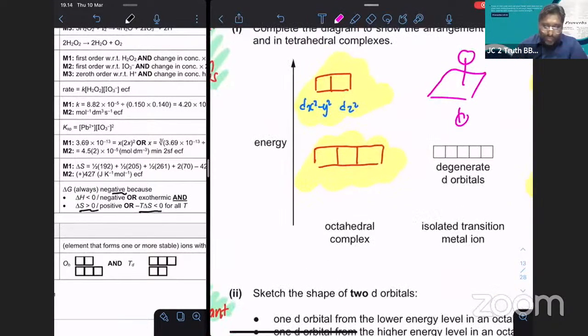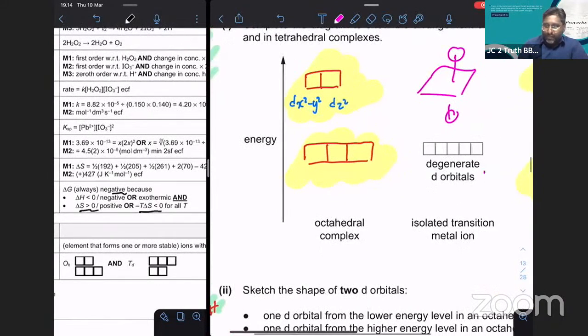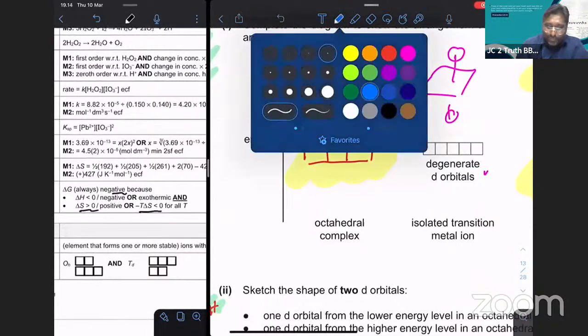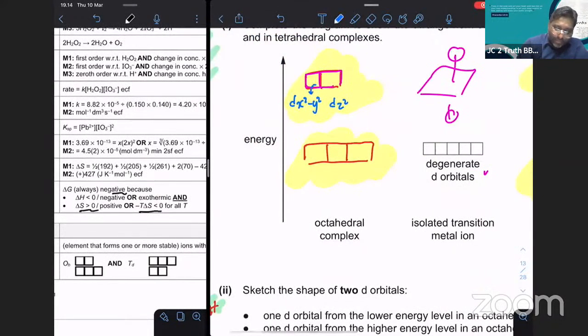Now you also need to remember that these are degenerate orbitals: there are 2 orbitals at the top and 3 orbitals at the bottom. You also need to memorize that the top orbitals are dx square minus y square and dz square. Yeah, because they are asking questions about this. That's why you need to know.